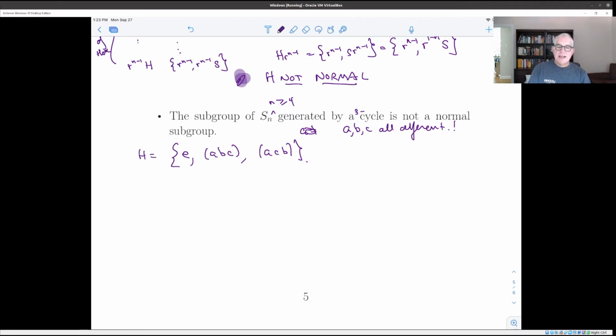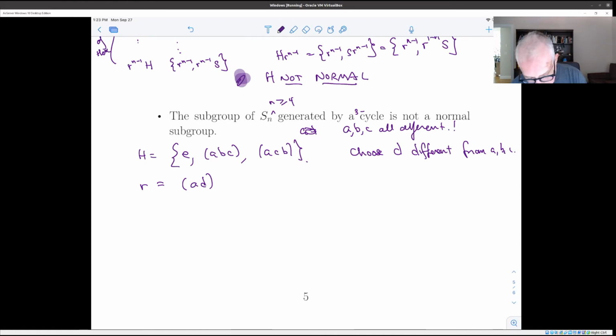And now, why did I care that n was at least 4? Well, I want to show this is not a normal subgroup, and I want to choose D different from A, B, C. And I can do that if I'm dealing with permutations of at least 4 elements, because I've only got 3 elements mentioned here, and I take the other one. So if A, B, and C were 1, 2, and 3, I take 4. And I look at, let's say, the transposition R to be just the transposition (A D).